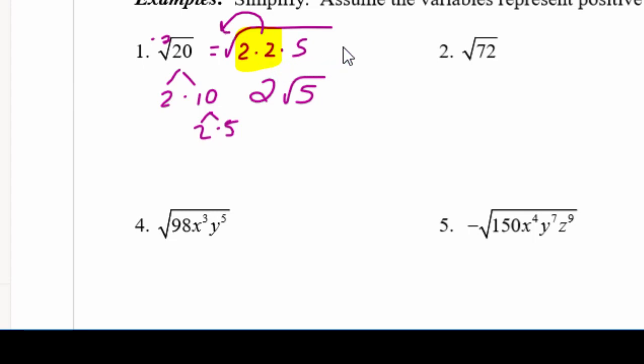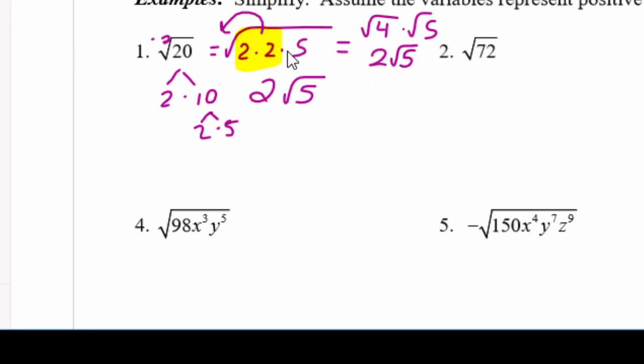Okay? So again, two ways to think of this. You could think of the square root of 20 as the square root of 2 times 2, which is 4, times the square root of 5. And you can evaluate the square root of 4, because you know that that's a single 2. That 2 becomes the coefficient, and goes in front of that radical 5. Okay, so that's one way of thinking of it.